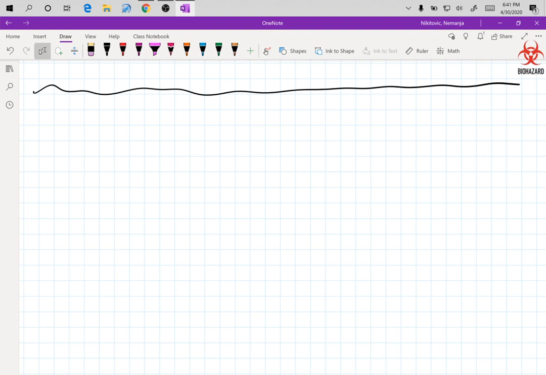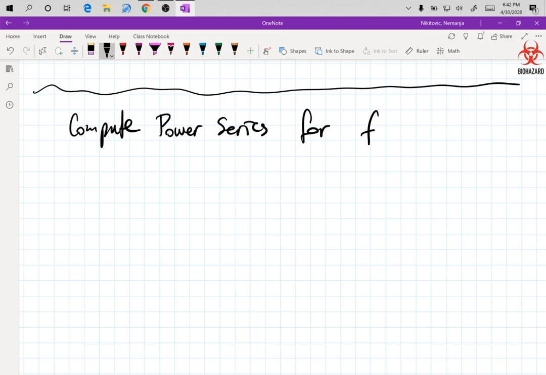Let's convert another one. So compute the power series for f of x equal, let's say, cosine x. I think the book did sine x, so you can go and read that one. I'm going to compute cosine x because I can. All right.